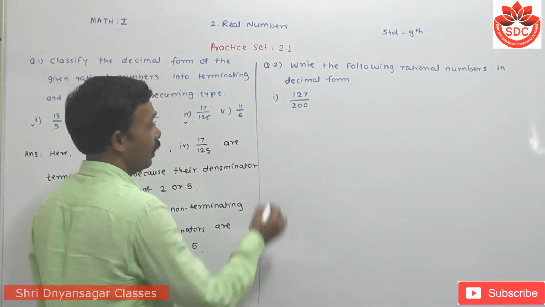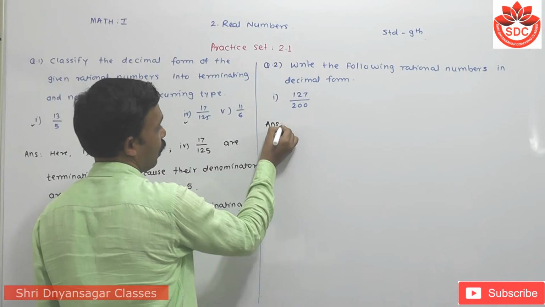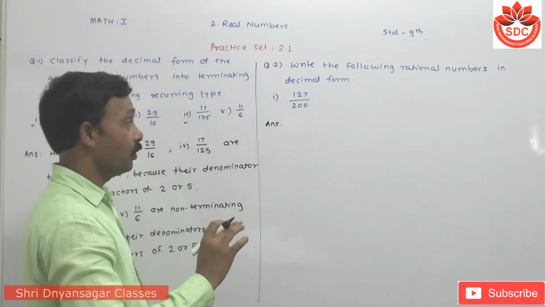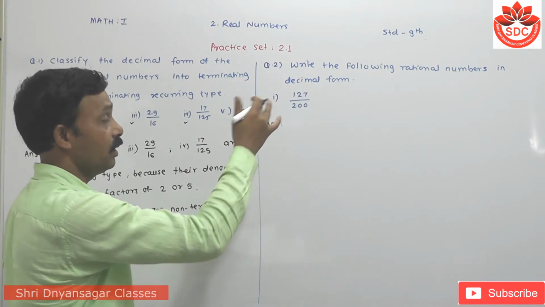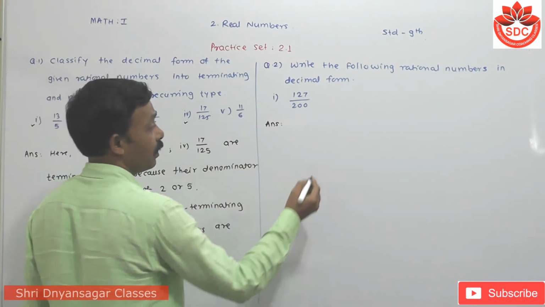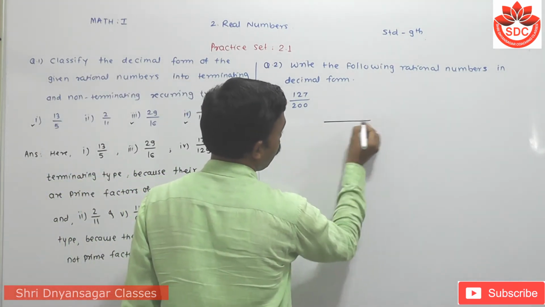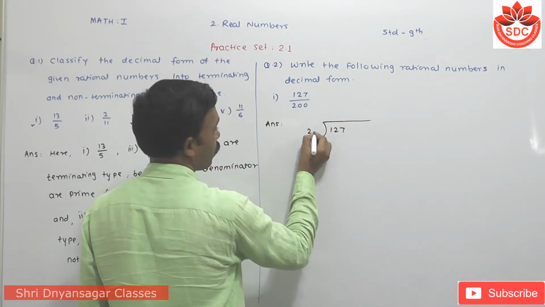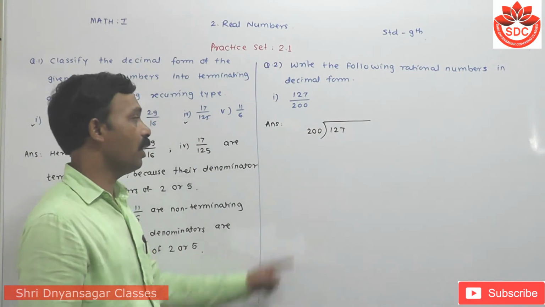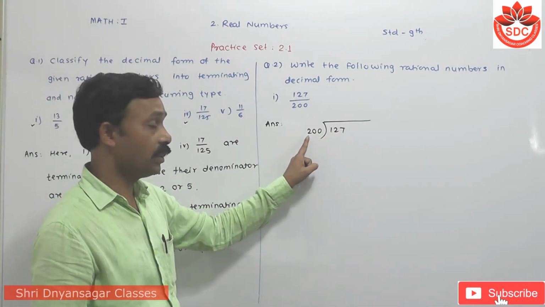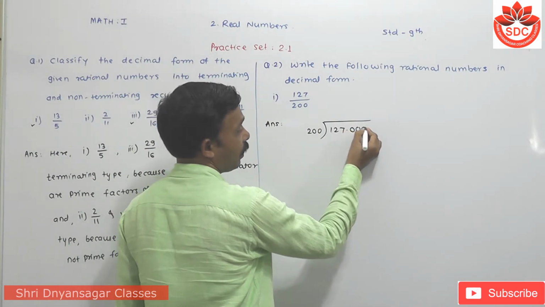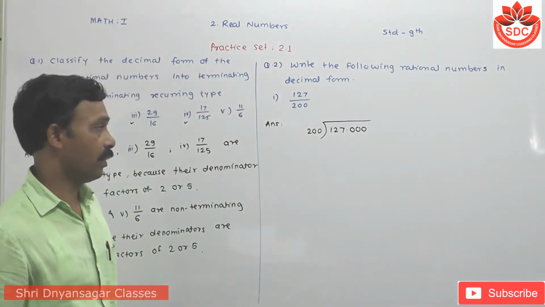So simple question. Now the answer is, the first one is 127/200, meaning that you have to divide 127 by 200. So I have to take its division here: 127 divided by 200. Student, we cannot divide 127 by 200, so take a decimal point here and take zeros there.